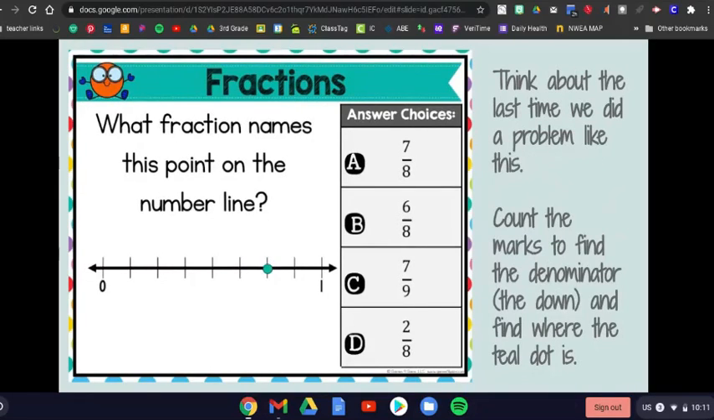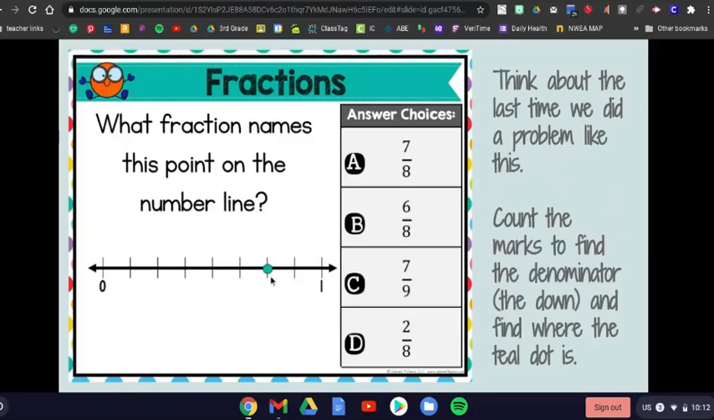The next question is about fractions, and we have another fraction on the number line. We have done a question like this before. In the fraction, you have 2 parts, the number on top of the line and the number under the line. The numerator is the counting number on top. The denominator is the number down there on the bottom.